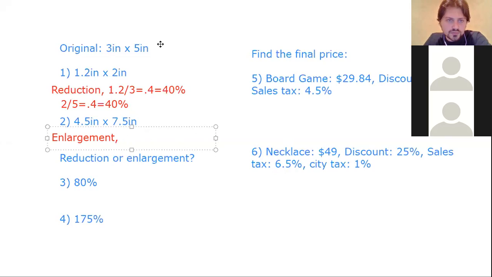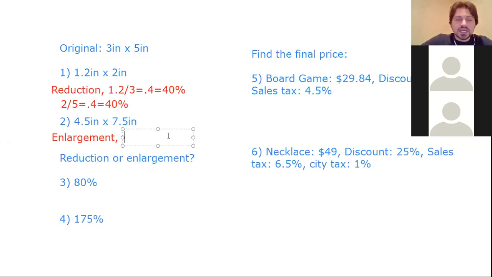Wait, how's number 2 an enlargement? I did the math and got 1.5. Yeah, 1.5. That's larger than 1, right? Oh, I thought it was out of 100. Well, what you do is multiply it by 100 to turn it into a percent. Oh, yeah, that's how we get there.